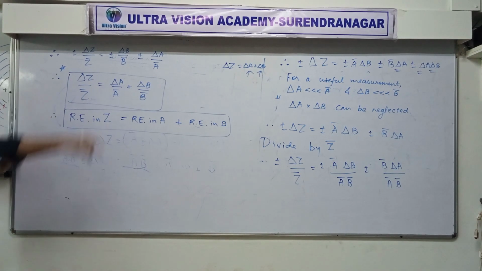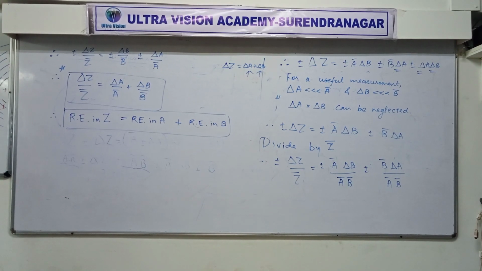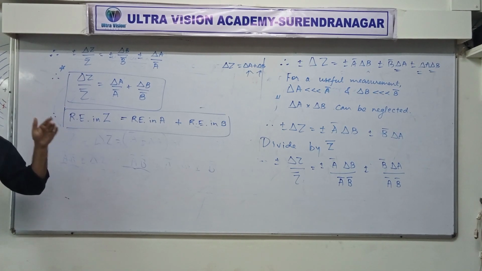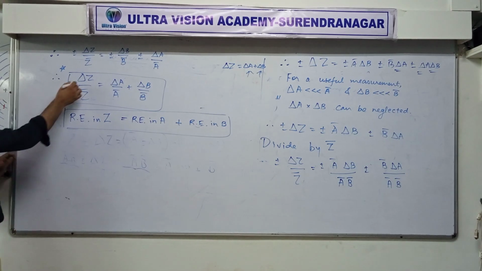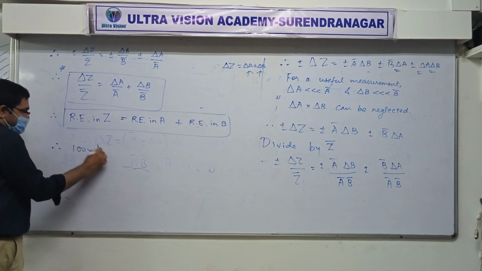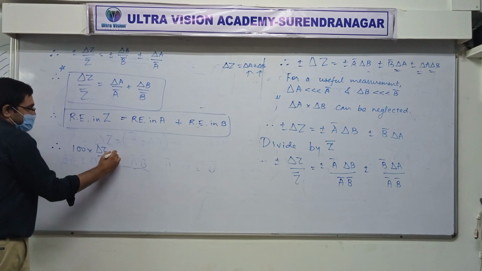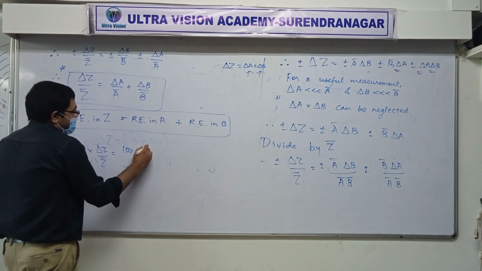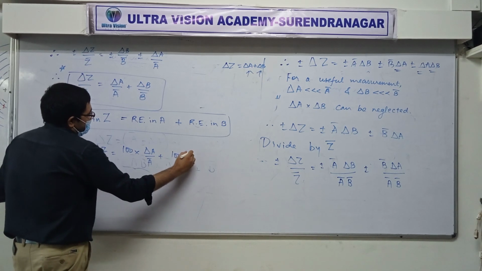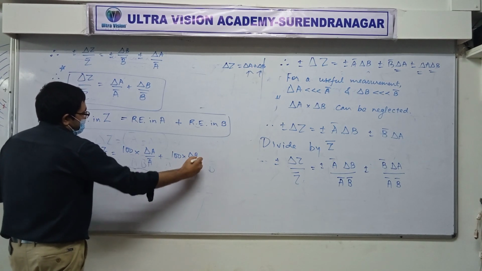From relative error, you can find percentage error. How so? Multiplied by 100. Do you remember that, everyone? Yes. Take the relative error and multiply that by 100, you will get percentage error. So let's take this and multiply by 100 everywhere. Let's see what we get. So 100 into delta Z by Z bar is equal to 100 into delta A by A bar plus 100 into delta B by B bar.